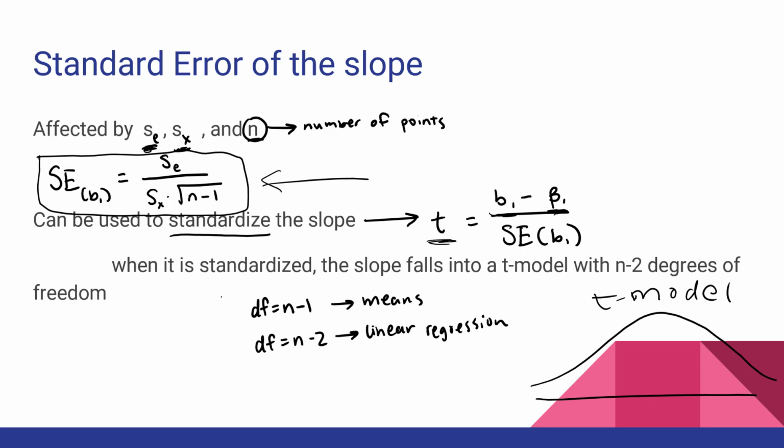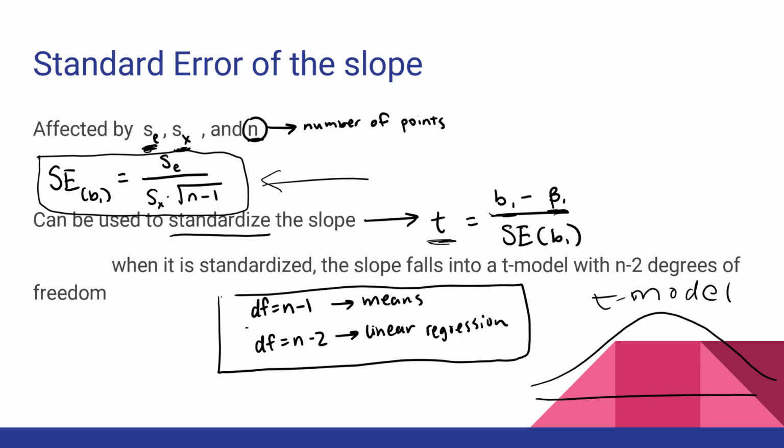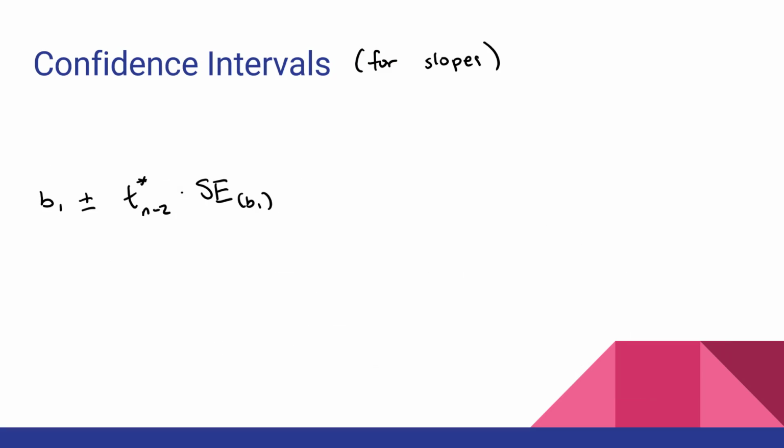This is one of the only places where you will have a degrees of freedom of n minus 2. Your n minus 1 is mainly used for t-tests and stuff like that. Your degrees of freedom of n minus 2 is used almost solely for linear regression. So where else do you need this standard error for?